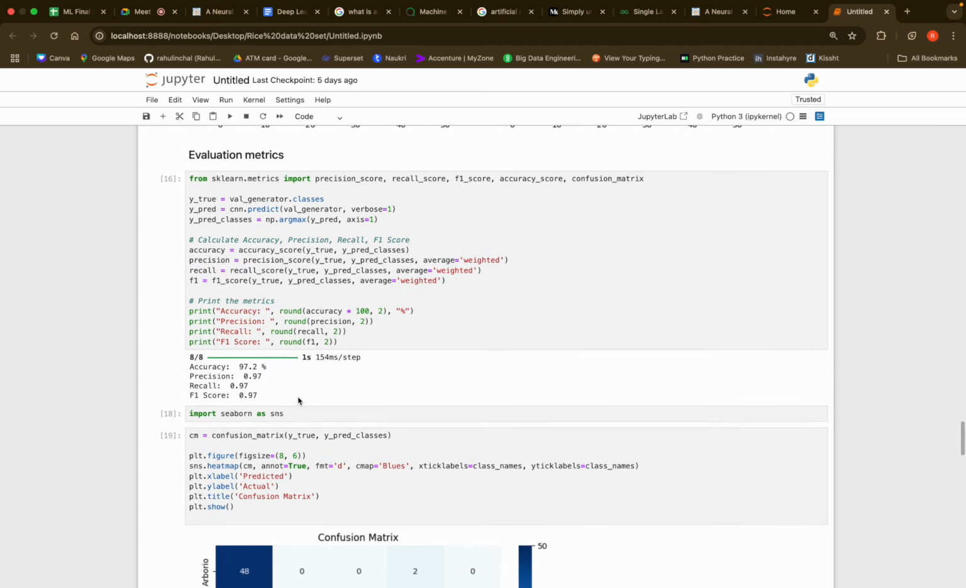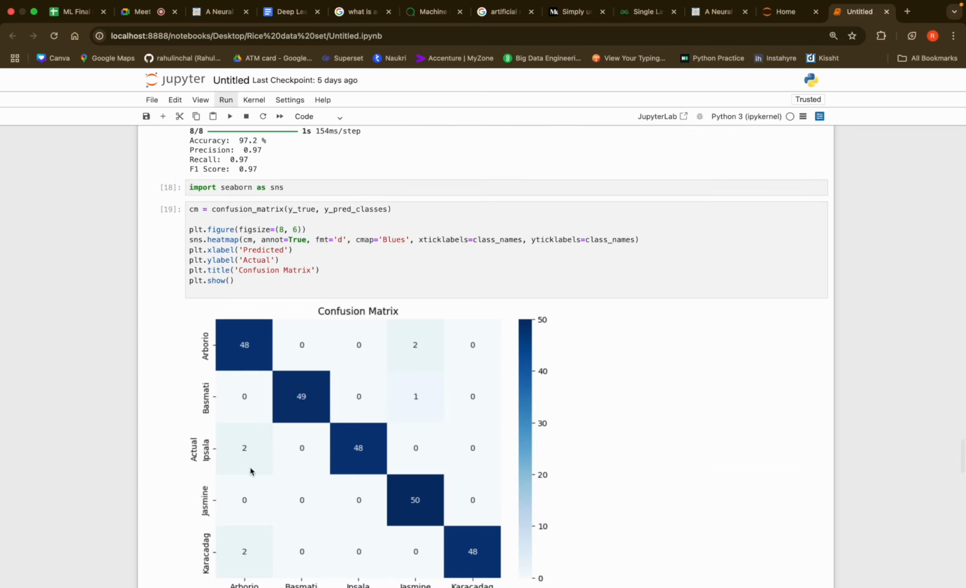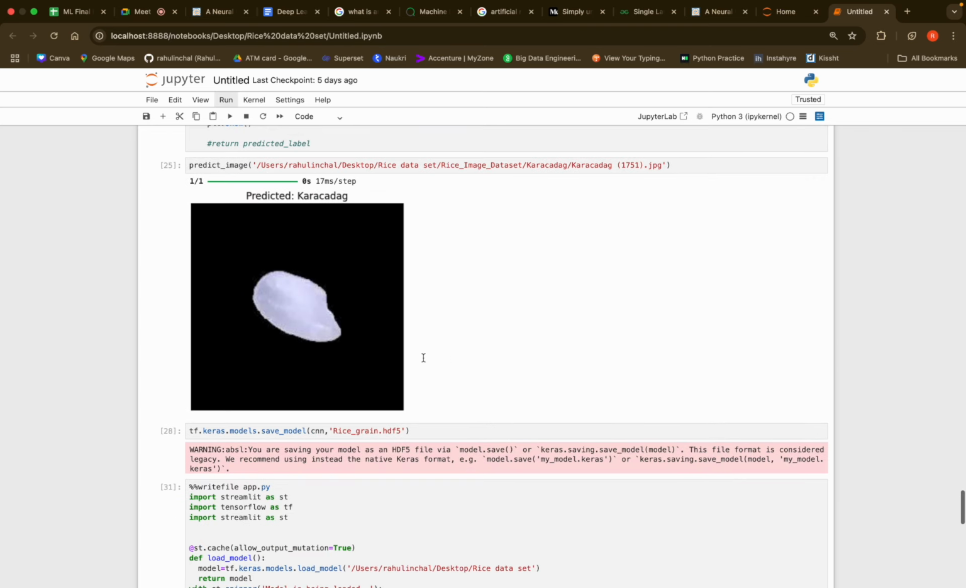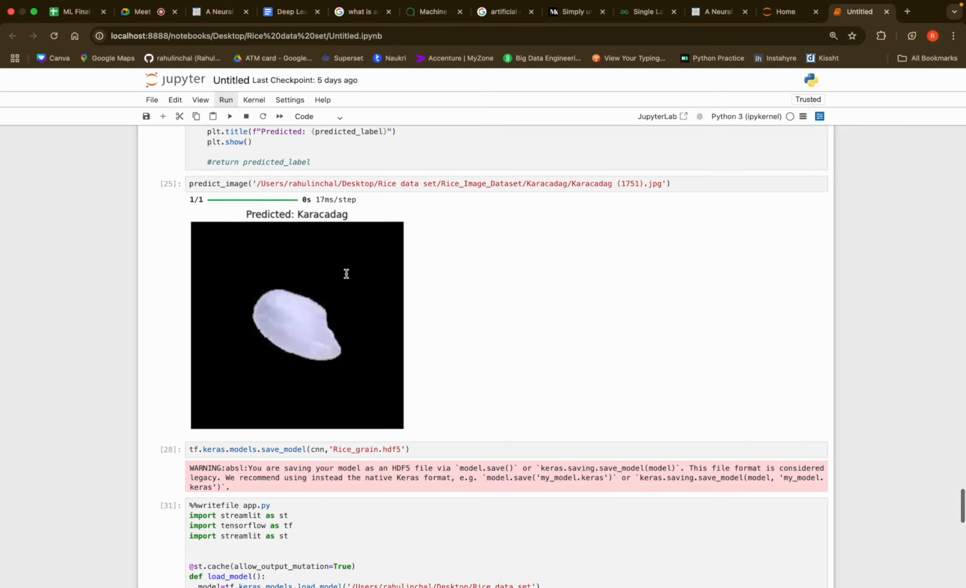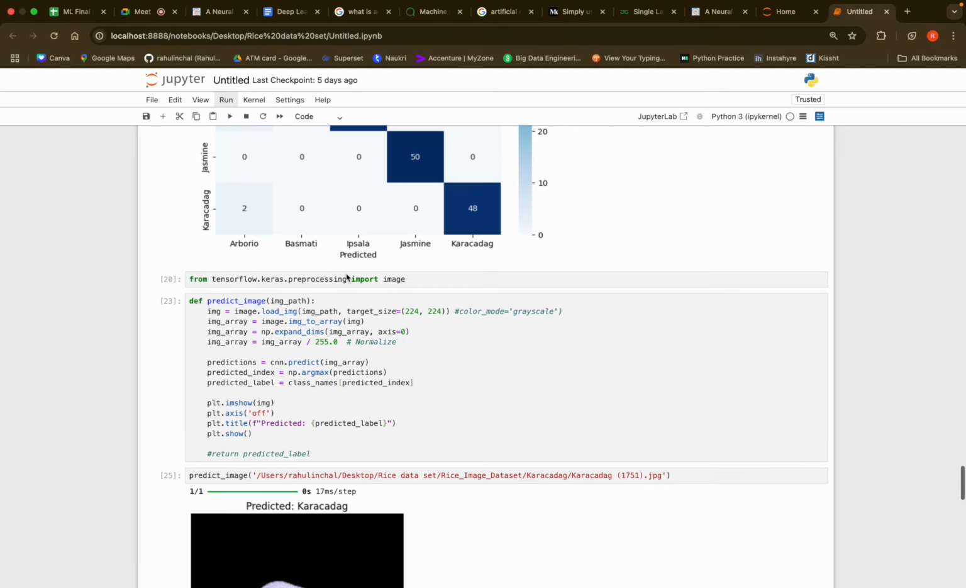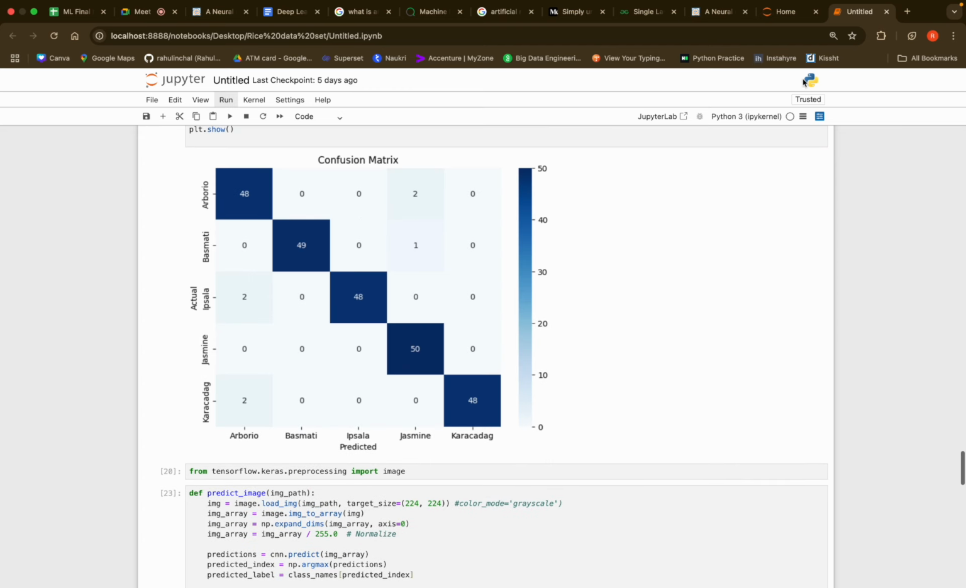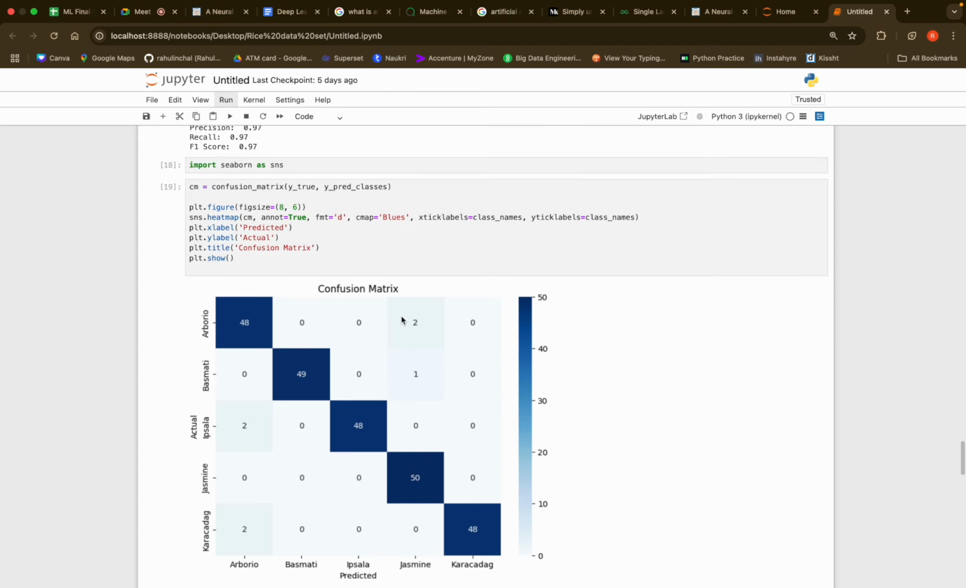Fine. And then I'm defining my evaluation matrix, and also I'm defining my confusion matrix, and then I'm predicting. So it is predicting 100%. Fine. So yeah, this is what my project is all about.